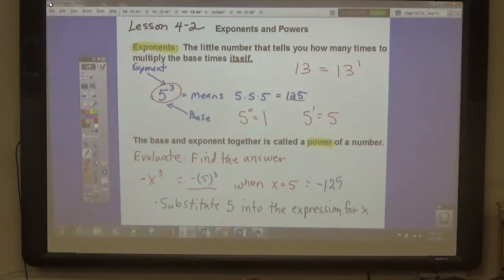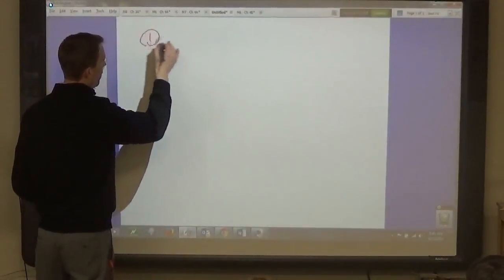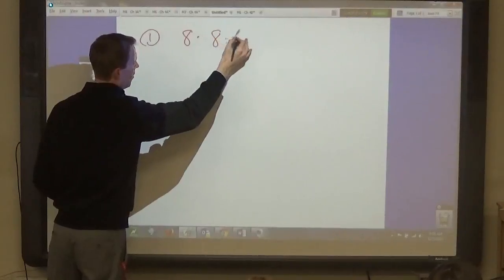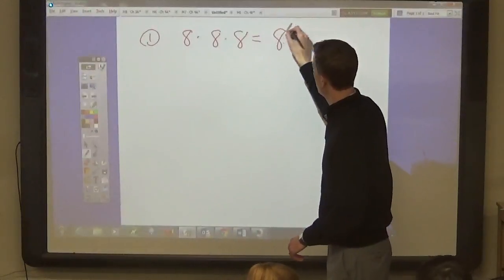So here's what we're going to do with this. Open your books to lesson 4.2. We're going to simplify problems with exponents in them. Okay? So, turn to page 188. You're going to start by just writing powers. Like number 1, 8 times 8 times 8 equals what, class? 8 as a power. 8 to the third power.